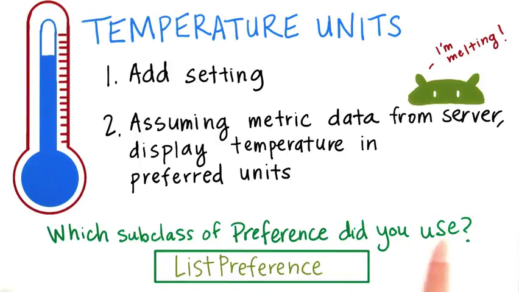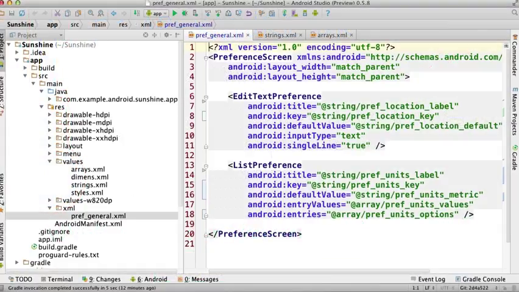The solution to this question is list preference. When the setting is tapped, it presents a list of choices as a dialog. When the user selects an option, it's saved into shared preferences. Here are the steps to do this.